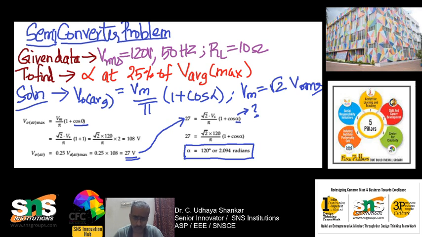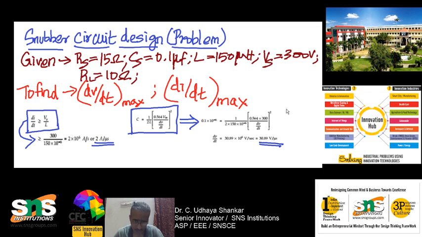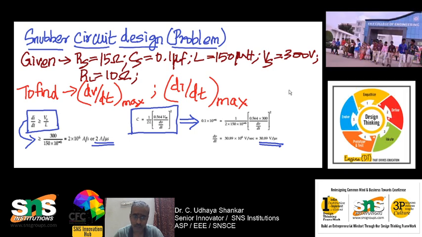Is it right? So next we will be discussing a Snubber circuit design problem. As you all know, what is the use of the Snubber circuit? The Snubber circuit is used to protect a device. For example, if you have an SCR, across it we will be connecting the Snubber circuit across or in series, in order to protect that particular device.